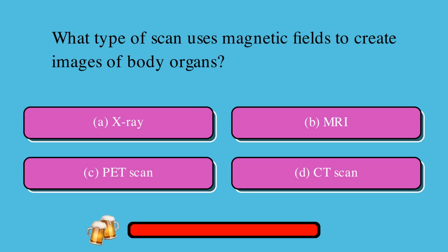What type of scan uses magnetic fields to create images of body organs? A. X-ray, or B. MRI, or C. PET scan, or D. CT scan? The correct answer is B.